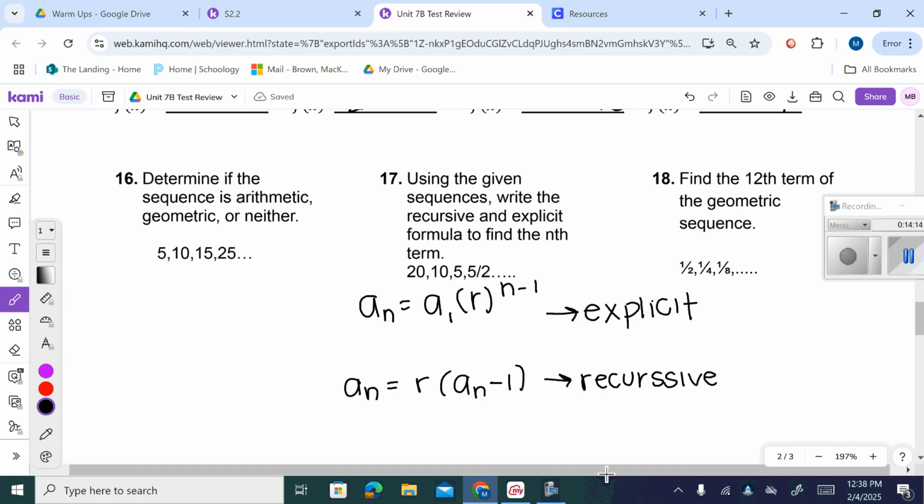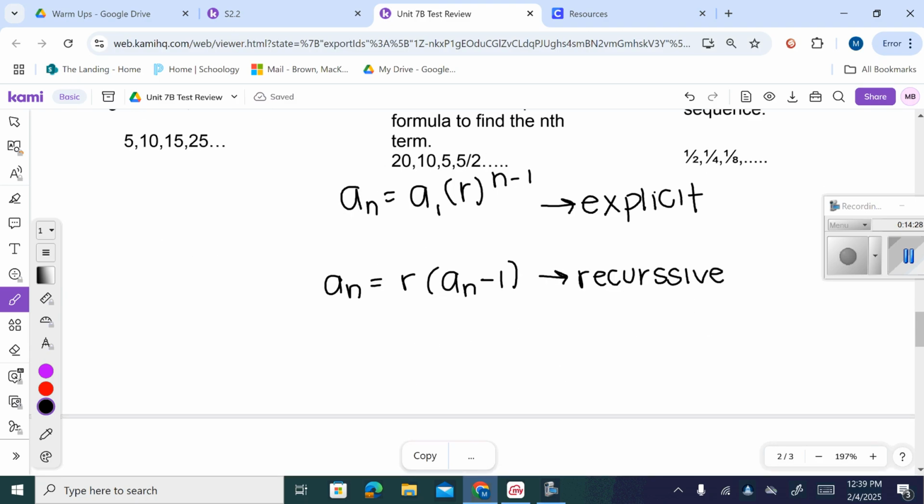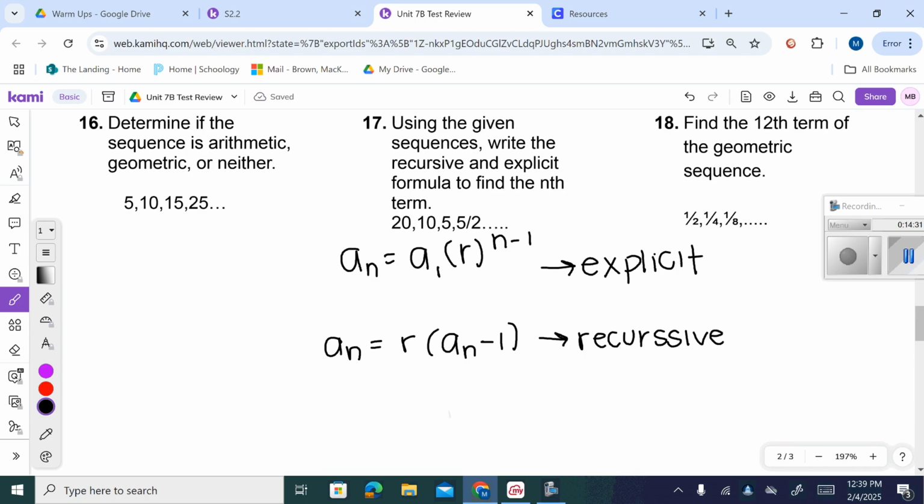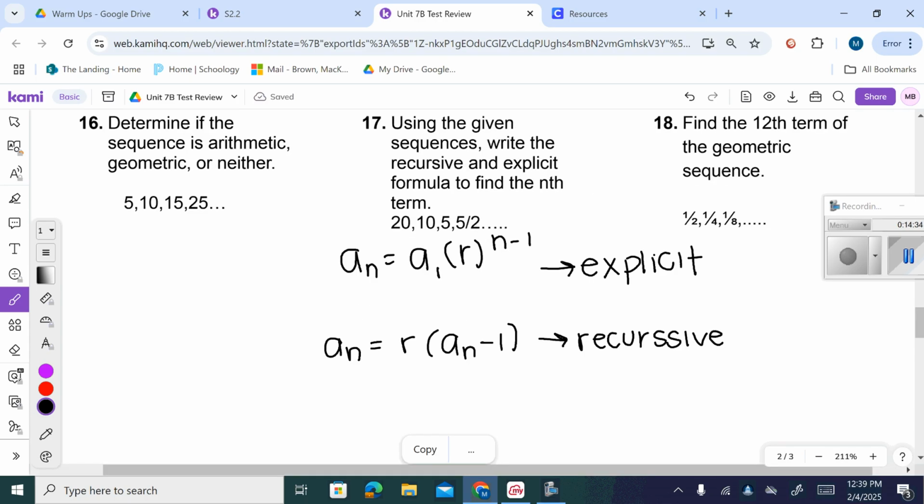Alright, so these you do not have to memorize. I'll give these to you like this on the test. It wants us to take this sequence and write the explicit formula and the recursive formula. What's the only thing you need for the recursive formula? Not the start, the rate, the ratio. How do you find that? Not subtract, divide. What's 10 divided by 20? Put it in the calculator. It's 0.5. So when I rewrite my recursive, it's going to say A of n equals 0.5, and then this stays the same, A of n minus 1.